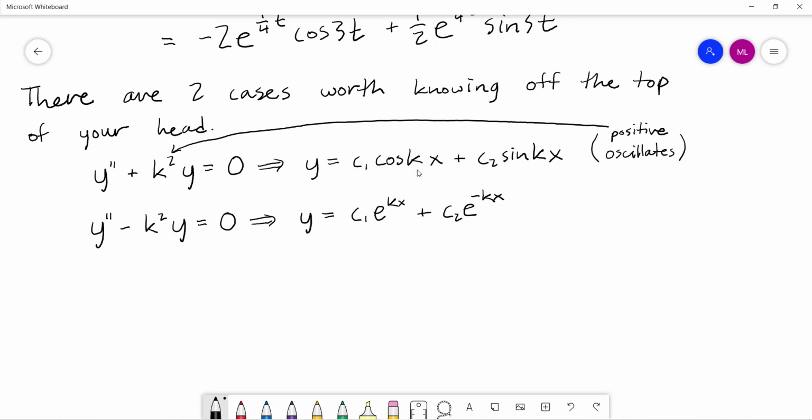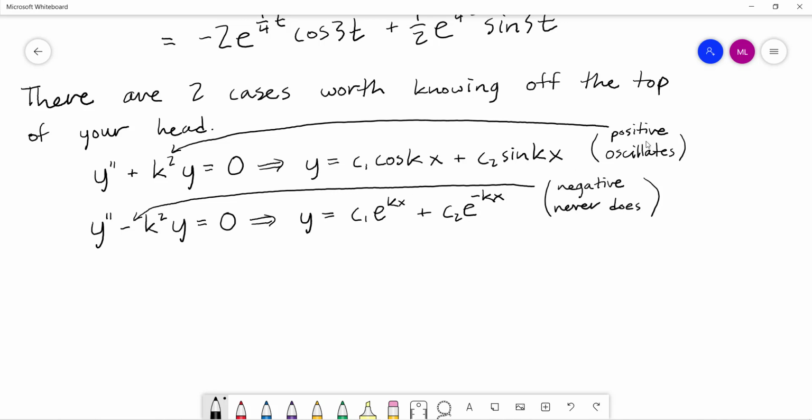And if it's negative, this coefficient will be negative, it never does oscillate. So this was the kind of little rhyme or mnemonic device I used to memorize these. These show up a ton. So if it's positive, it oscillates; negative never does. Positive leads to pure sines and cosines; negative never does. It leads to pure exponentials.